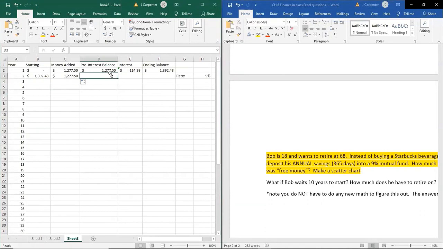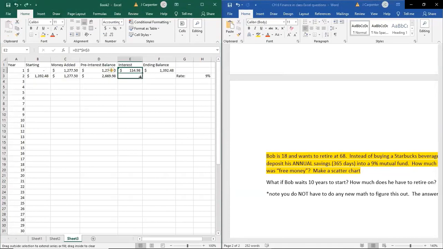The pre-interest balance, well, that's going to be the sum of what we had at the beginning plus what we added. Well, that's a formula we can just drag down. So now we got almost 2,700. The interest formula we can drag down. That was incorrect, so we undo.